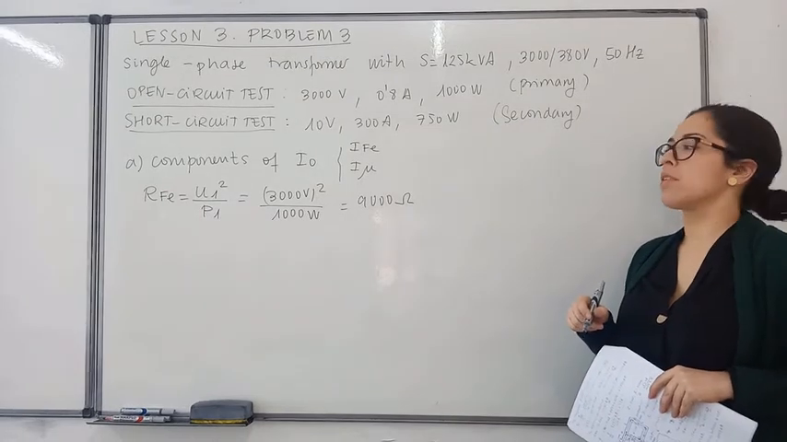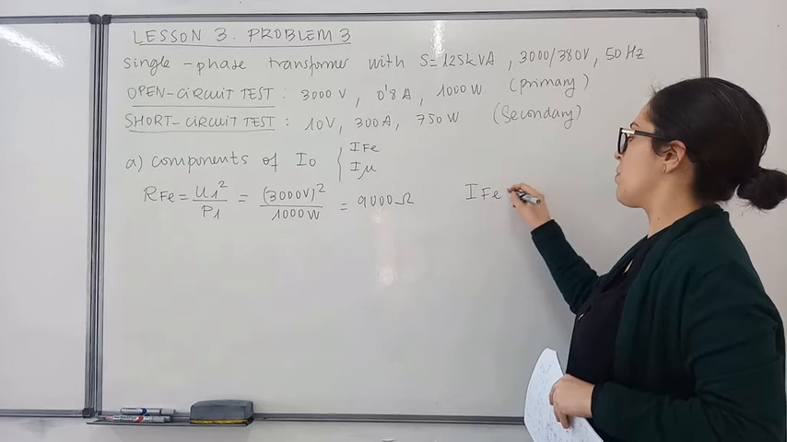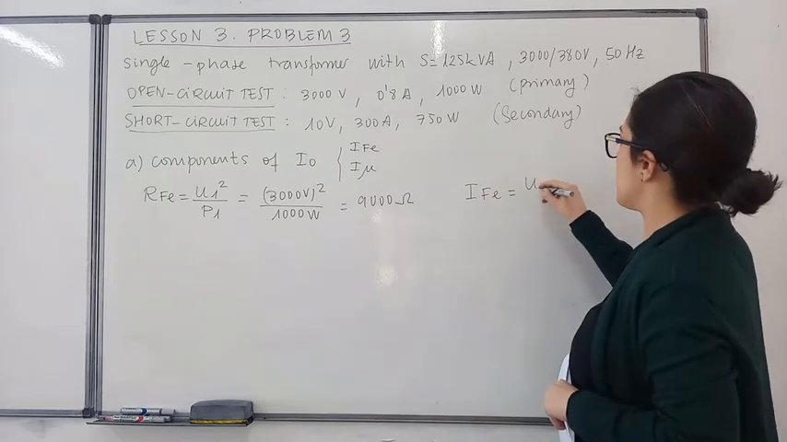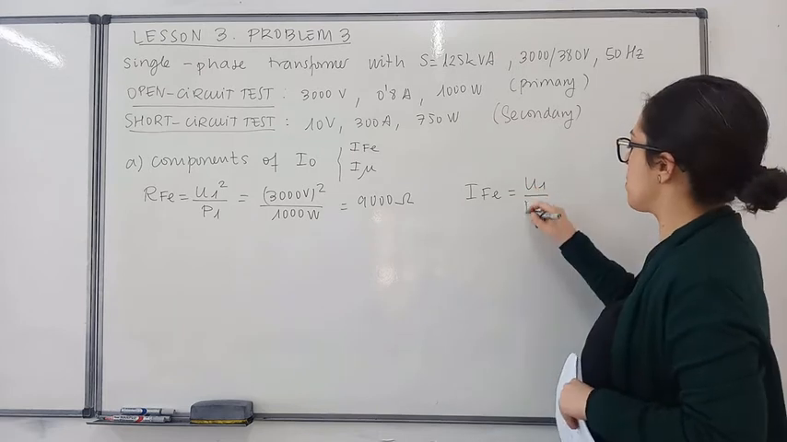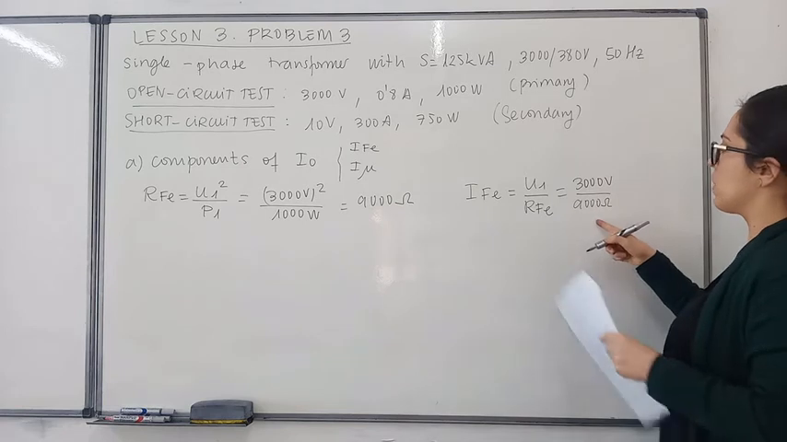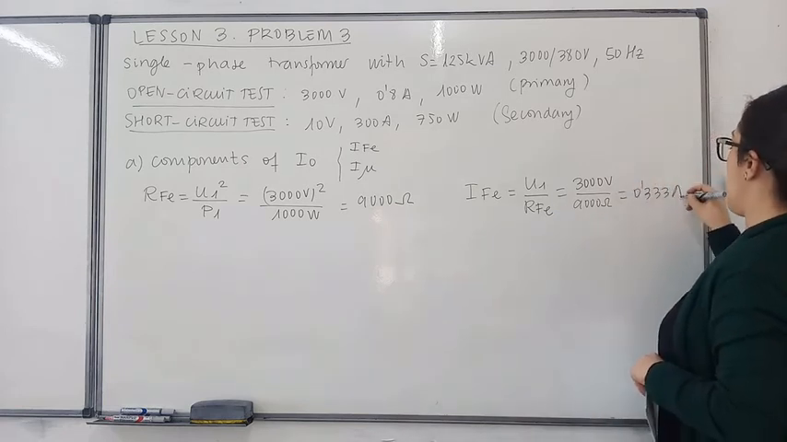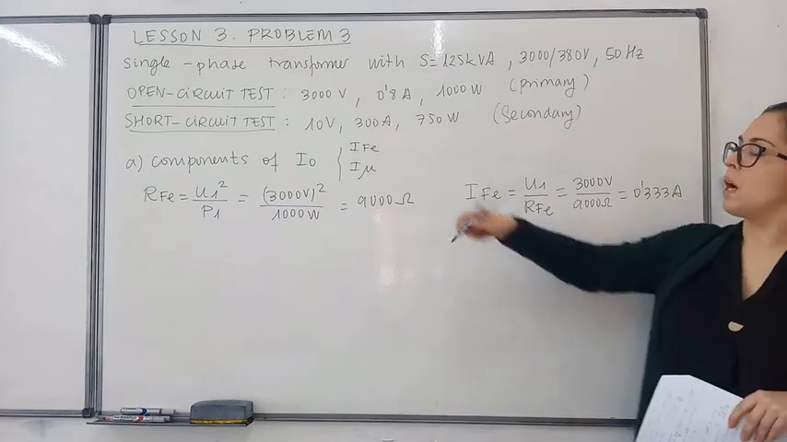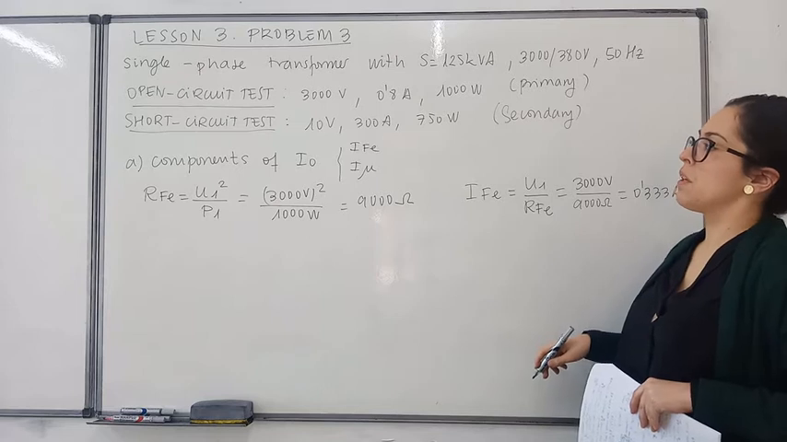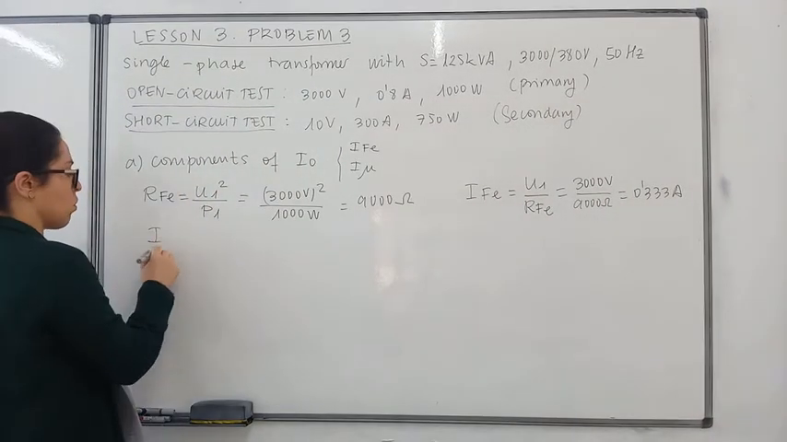Now that we have the resistance of iron losses, the current of iron losses can be obtained by applying Ohm's law. That is, the voltage divided by the resistance of iron losses, and we will get 0.333 amps. So here we have one of the components of the no-load current. Now, we need to obtain the magnetizing current.